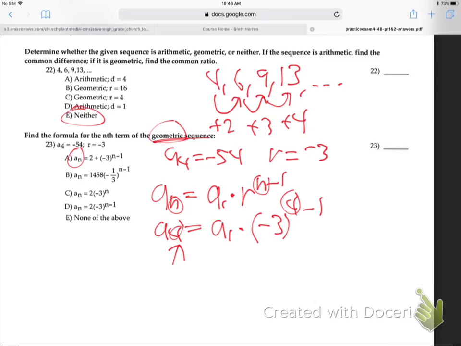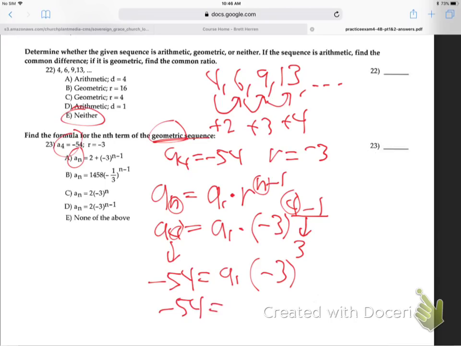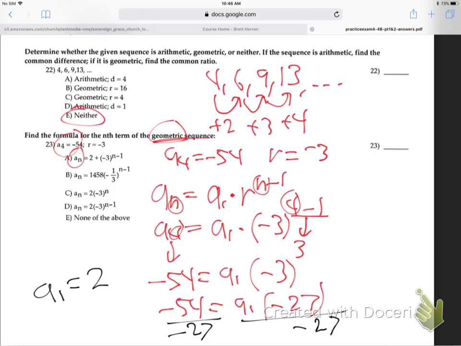I just put in the n slot 4, so put in that n slot 4 also, right? So I just plugged in n is 4, and r is negative 3. And they told me that a sub 4, this, is negative 54. And this would be 4 minus 1, 3. Good to there? So negative 54 is a1 times minus 27, negative 3 cubed. So that's one step away. Divide by minus 27. a1 must be 2, right? a1 is 2.